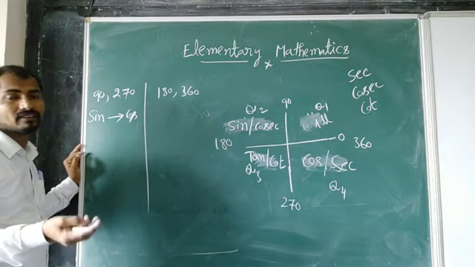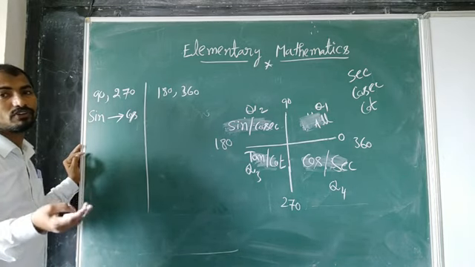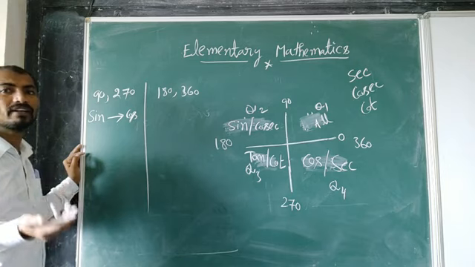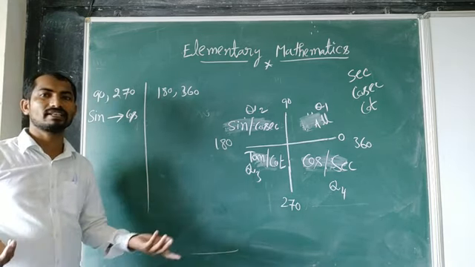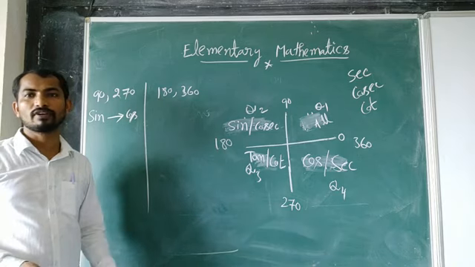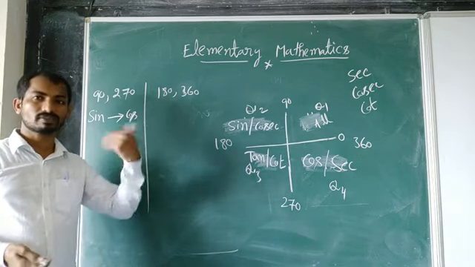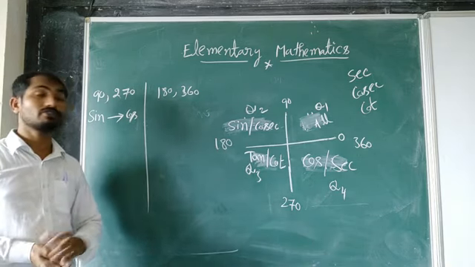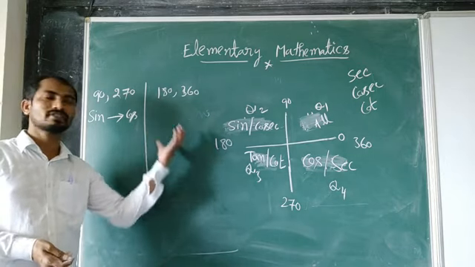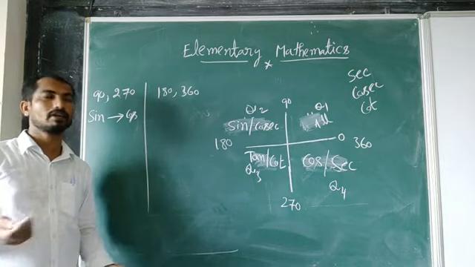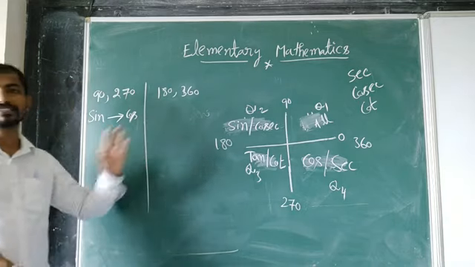Otherwise it is not easy to find the angles. You know the standard angles 0, 30, 45, 60, 90; you can write them by heart. But sometimes they ask what is sine of 2060 degrees. It is very difficult to find out. For that, this is the trick. You have to follow these steps. If you follow these steps, you can find it easily.